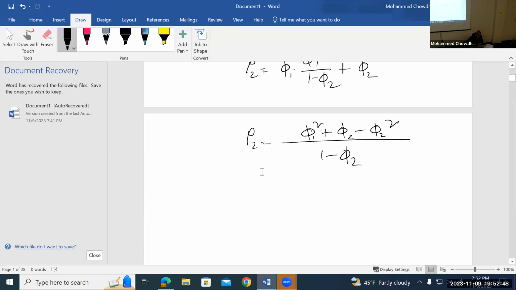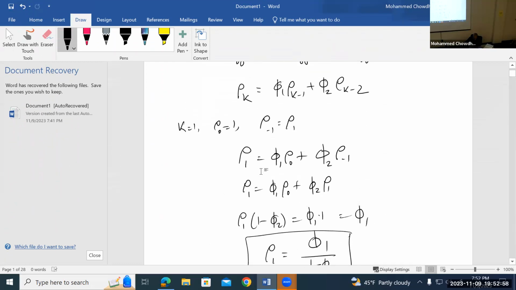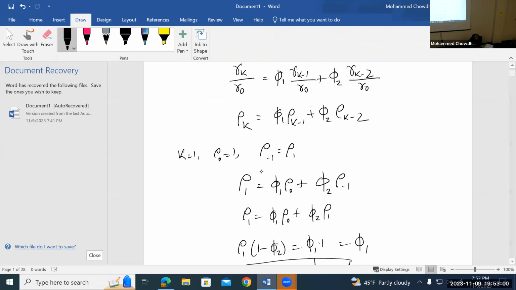Okay. Successive values of p_k can be easily calculated numerically from the recursive relations as mentioned in there. So these are the recursive relations.